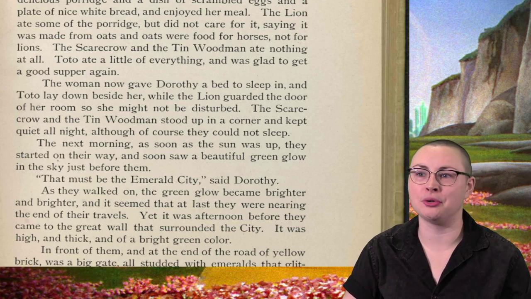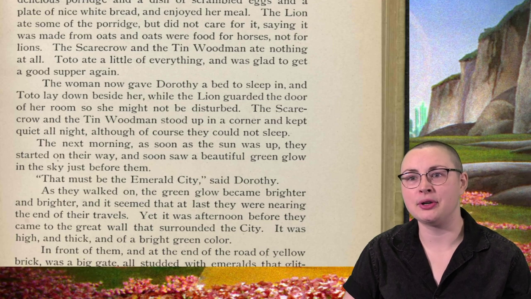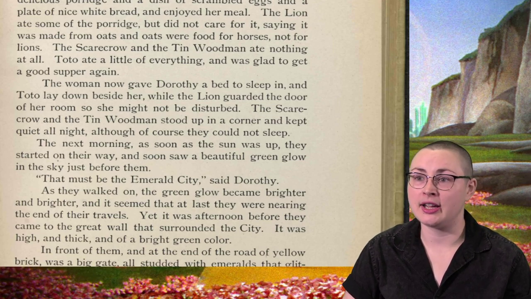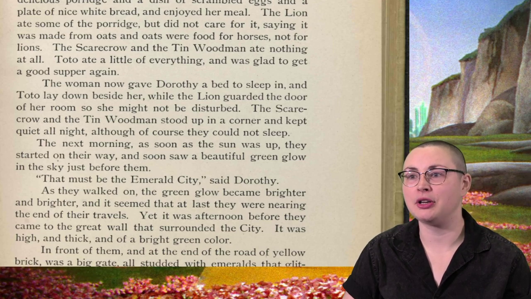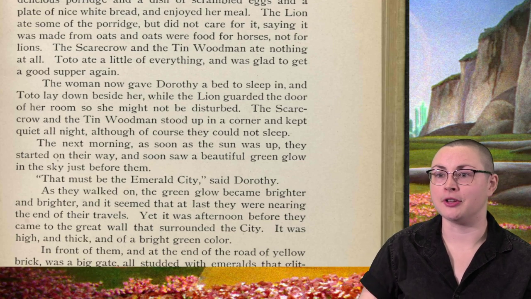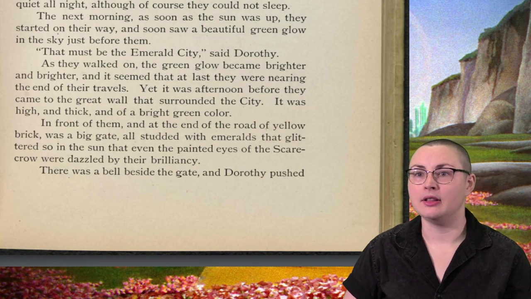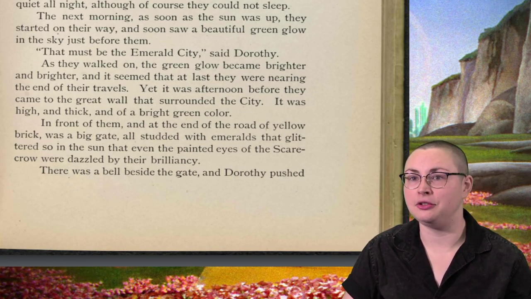The woman now gave Dorothy a bed to sleep in, and Toto lay down beside her, while the lion guarded the door of her room so she might not be disturbed. The Scarecrow and the Tin Woodman stood up in a corner and kept quiet all night, although, of course, they could not sleep. The next morning, as soon as the sun was up, they started on their way, and soon saw a beautiful green glow in the sky just before them. "That must be the Emerald City," said Dorothy.